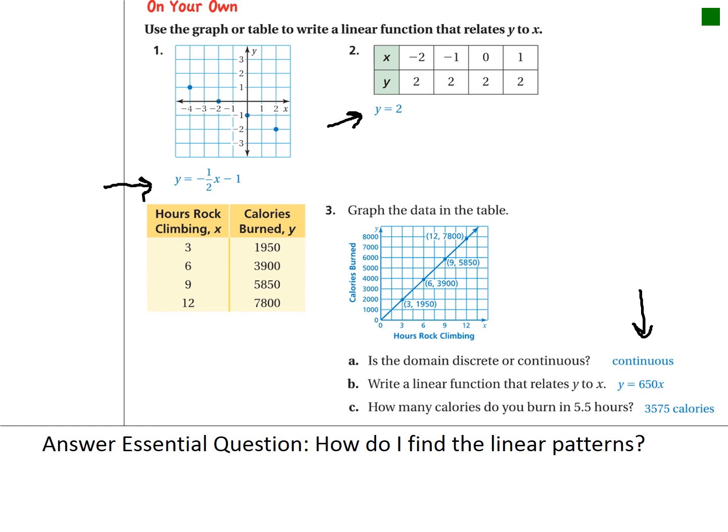Oh, yeah. And as Mrs. Aki mentioned, make sure that you do your essential question.